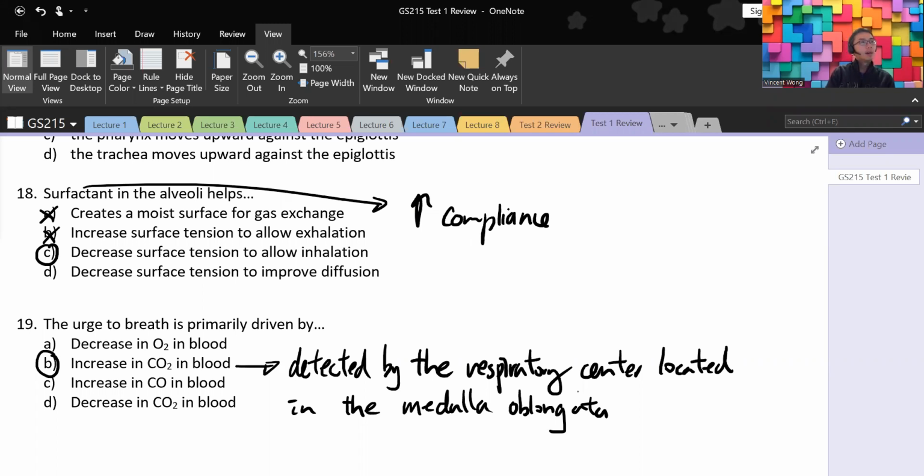Ahmed asked, highest pressure is in veins? No, highest pressure is in the arteries. Arteries have the highest pressure. Veins have the lowest pressure.